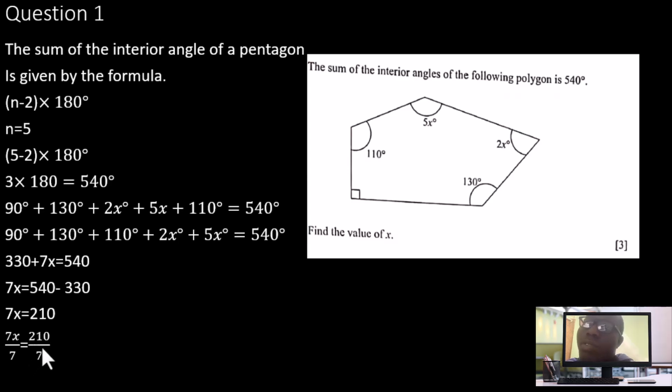21 divided by 7 is 3, and 0 divided by 7 is just 0. So the value of x is 30 degrees. When we substitute our 30 here, we get this angle and also the other angle, and the sum is going to give us 540. So this is our first question, and this is how we are supposed to answer it.